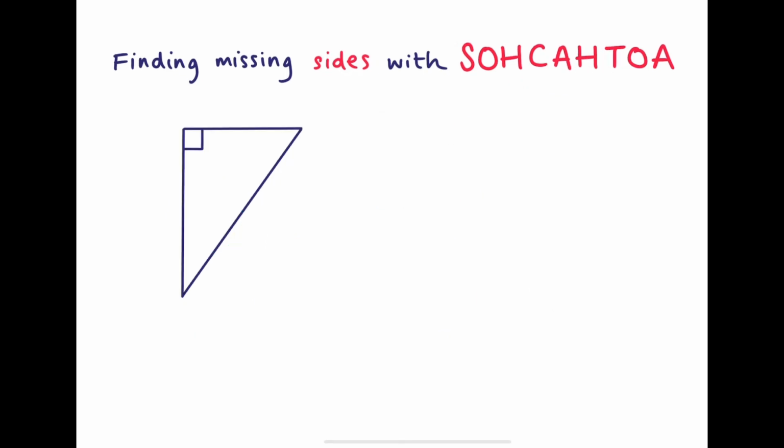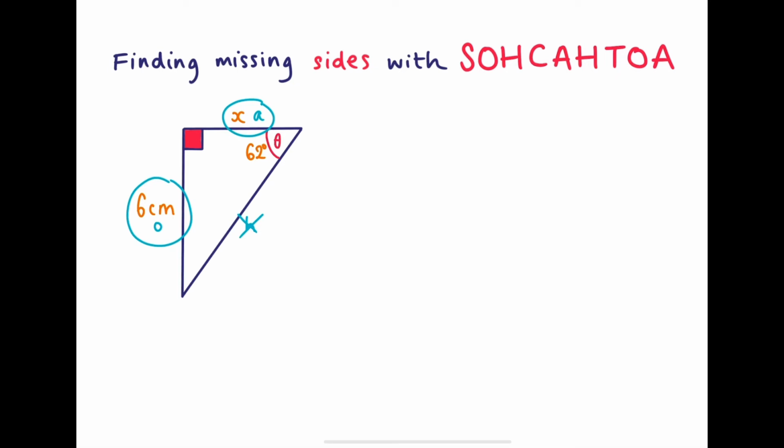Here's another example. This time we're going to have one extra step, but all the same rules apply. So we've got a right-angled triangle, and we've got this extra information. We're trying to find the missing side x. First step is to label the sides. Next, we cross out the side that's not involved. That's going to be our hypotenuse. We circle the sides that are involved, opposite and adjacent.